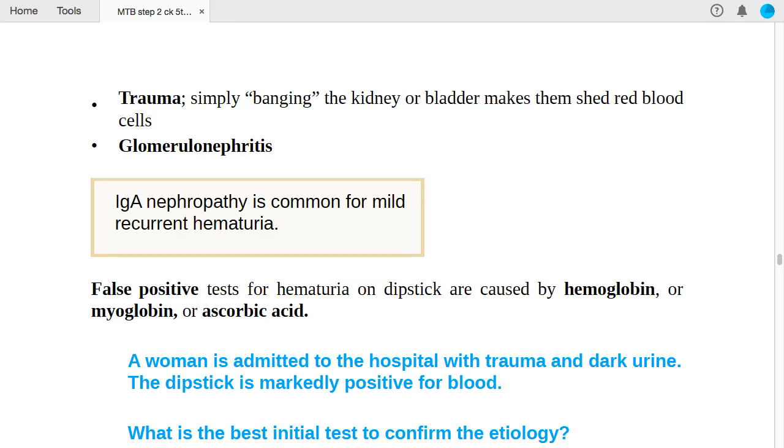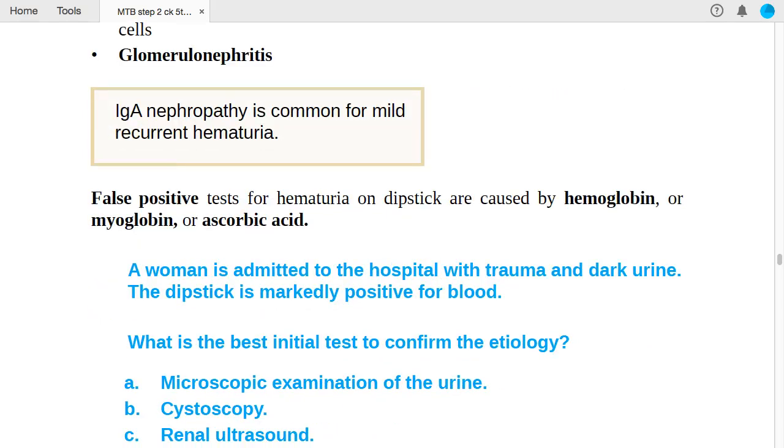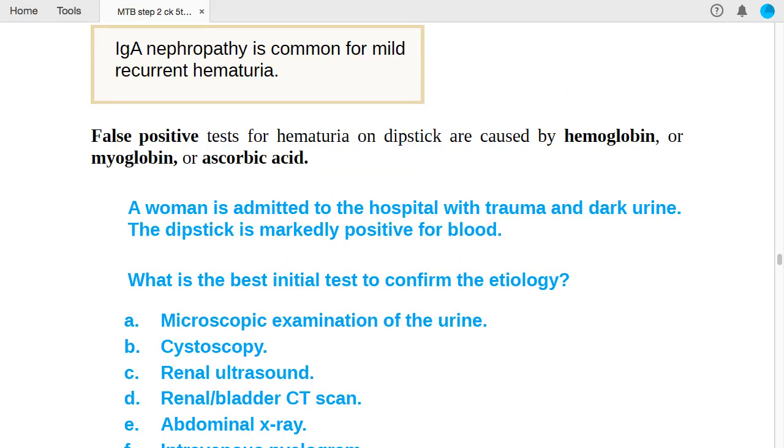Now false positive tests for hematuria on dipstick are caused by hemoglobin or myoglobin or ascorbic acid. These are not RBCs, actually. They can just give this false positive result on dipstick. They suggest that the patient has hematuria, but actually that hematuria is not because of RBCs. It's because of hemoglobin, myoglobin or ascorbic acid. That's why they're saying this is false positive.